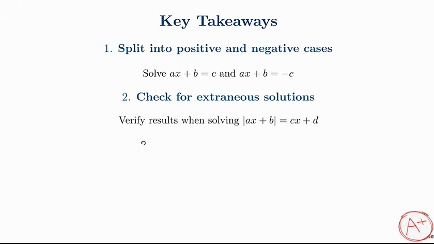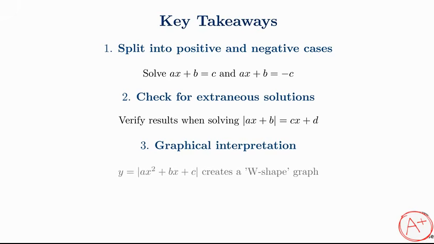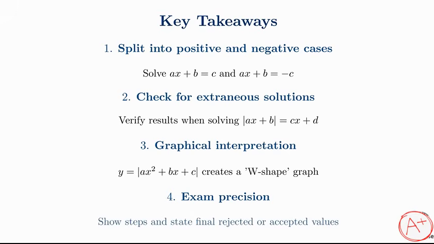Remember that the modulus of a quadratic function reflects any negative portions of the parabola above the x-axis, which can lead to up to 4 intersection points. In the Cambridge exam, show your step-by-step splitting of cases and clearly state your final rejected or accepted values to secure full method marks.